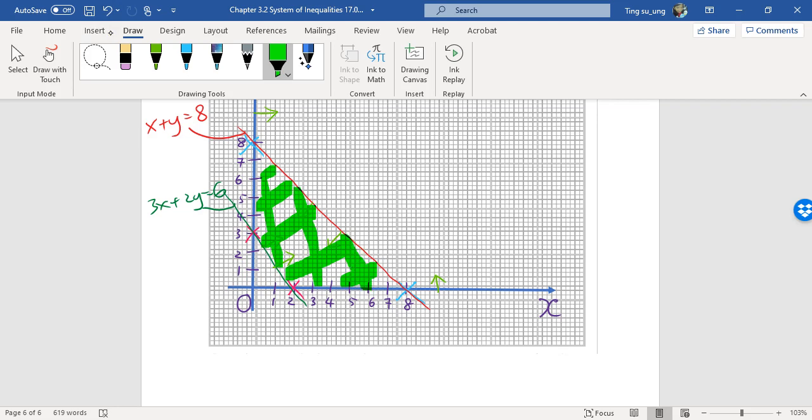Just enough. You don't need to color it. Just enough to show that is the shaded region. So that's it for the answer. As I said, if you want to keep the arrow, you just keep it. If not, then you just rub it off later. Is that okay? Okay, that's the answer.